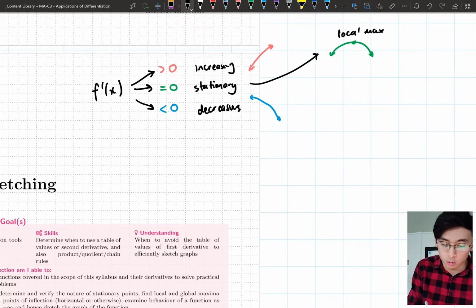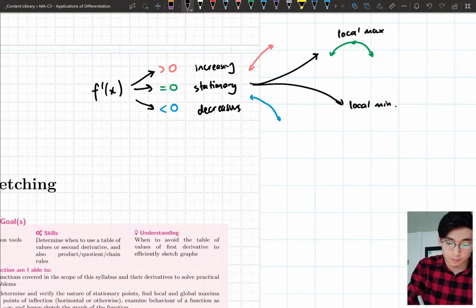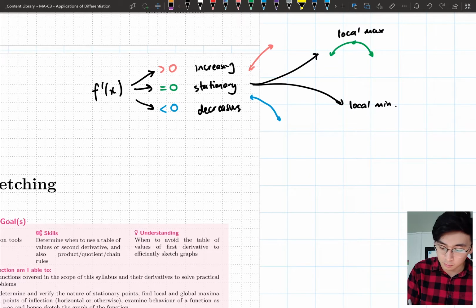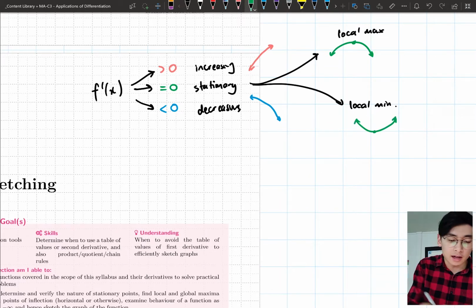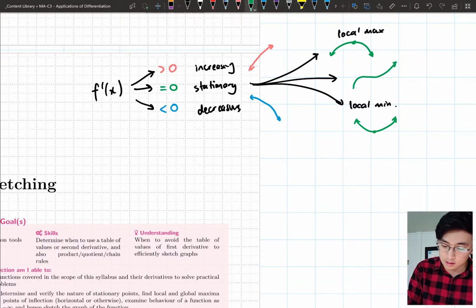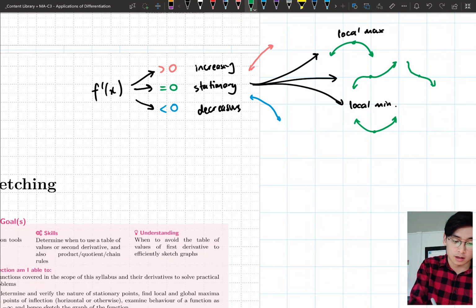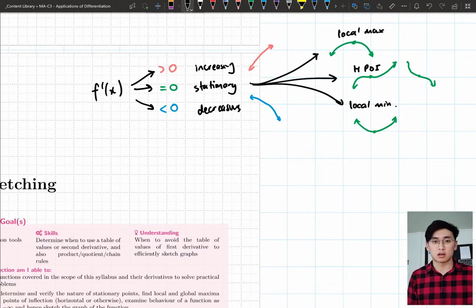We had our local minimum. Oh, wait, the other way. We had local minimum, which is at the bottom. And we had the third one, which was a horizontal point of inflection, which looked like either this, a little bit dodgy, or like that. So this is our horizontal point of inflection. We talked about these three different types of turning points, and there were a few ways that we could check that. We could either use a table of values, or we could sub it into our second derivative.